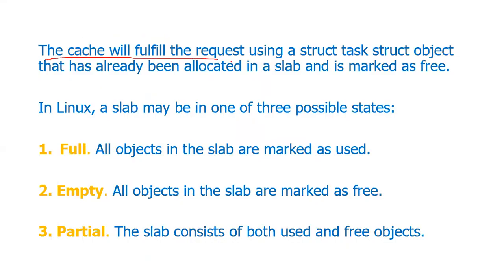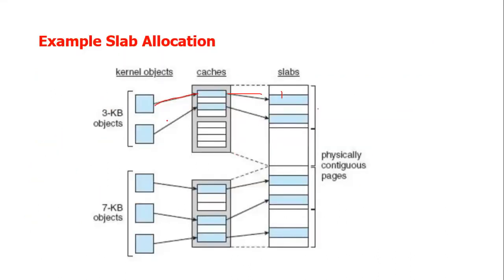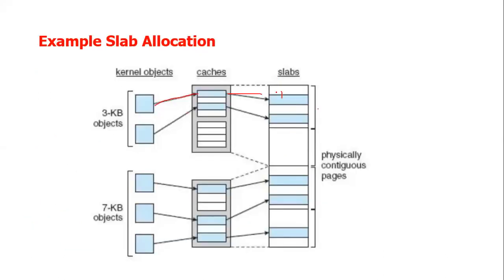The cache will fulfill the request using a task structure object that has already been allocated in a slab and is marked as free. A slab may be in one of three possible states. One is full, another is empty, and another is partial. Full in the sense all the objects in the slab are marked as used. See, all these objects in the slabs are marked as used. Empty in the sense all the objects in the slab are marked as free. Partial in the sense the slab consists of both used and free objects. Here used is also there, free is also there, right?